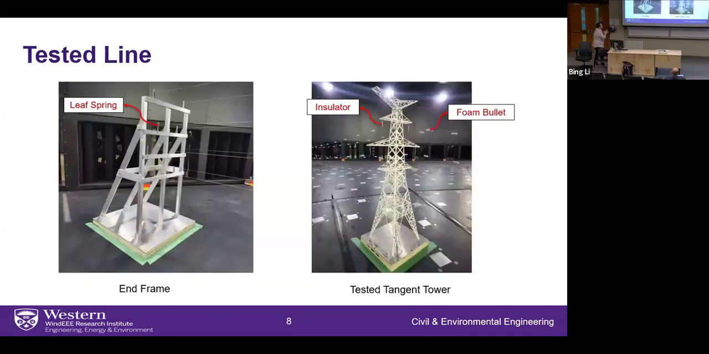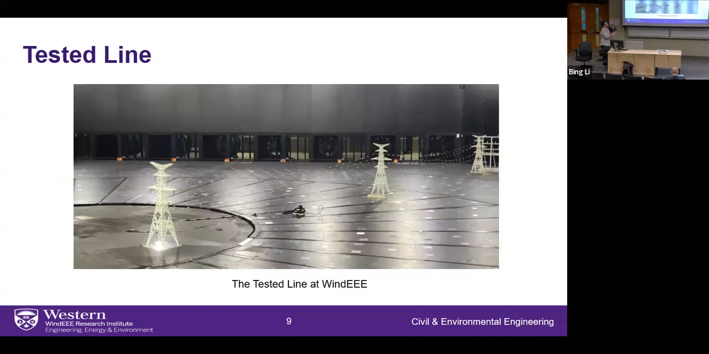For the tangent tower, we're also simulating the insulator using an aluminum rod that is free to move. And for the end frame, we're also using leaf springs as a rigid connection. So this is an overview of the tested line at Windy.